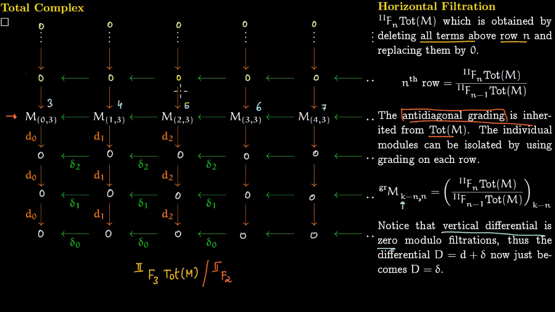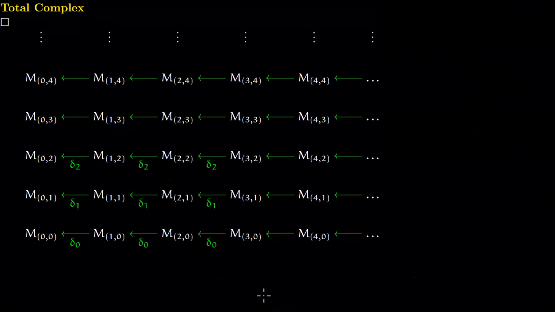So there is no vertical differential left, just going from 0 to 0. The only thing left is the horizontal maps, which are delta. So this differential d plus delta now just becomes d equals delta. So in general, when people are talking about horizontal filtration, we are just assuming that only green arrows are remaining and there are no orange arrows. So this is how our horizontal filtration will look like.